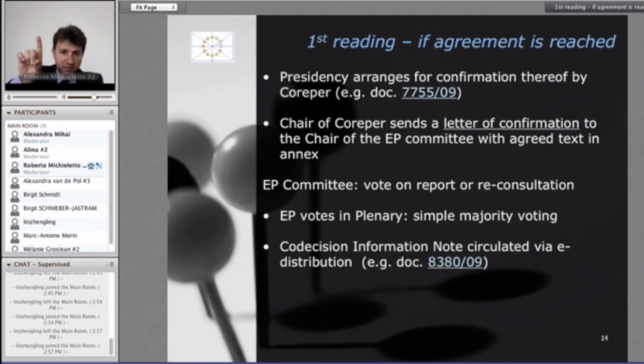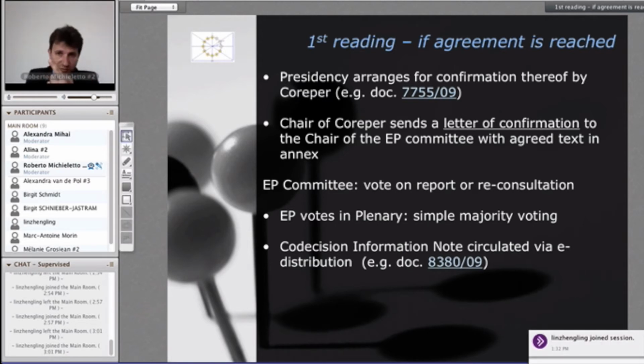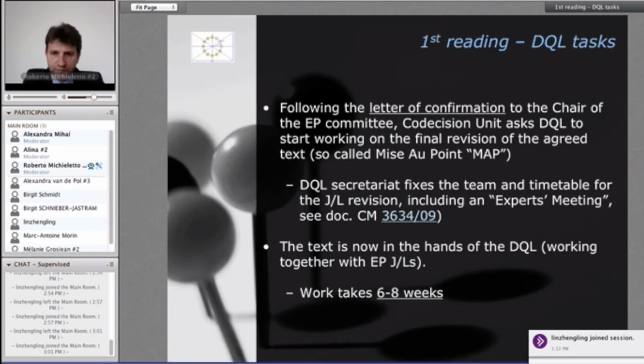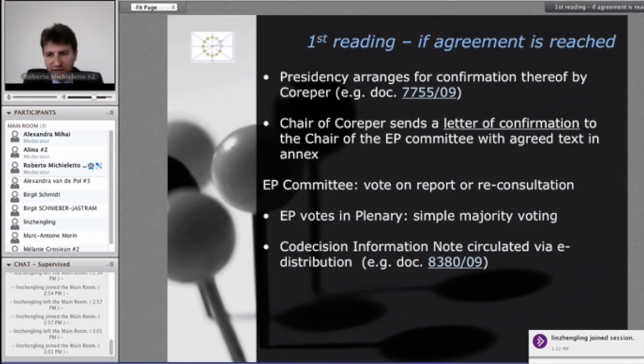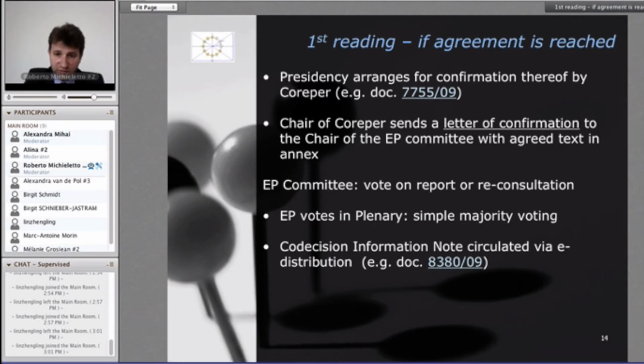So we had a mandate in the plenary, but now that we have a text, the text goes again to the committee, is voted in the committee, and goes again to the plenary to be adopted. Just to say, the vote in plenary is a simple majority vote. Then we circulate it as a note of information to the Council to say that Parliament has adopted its position.